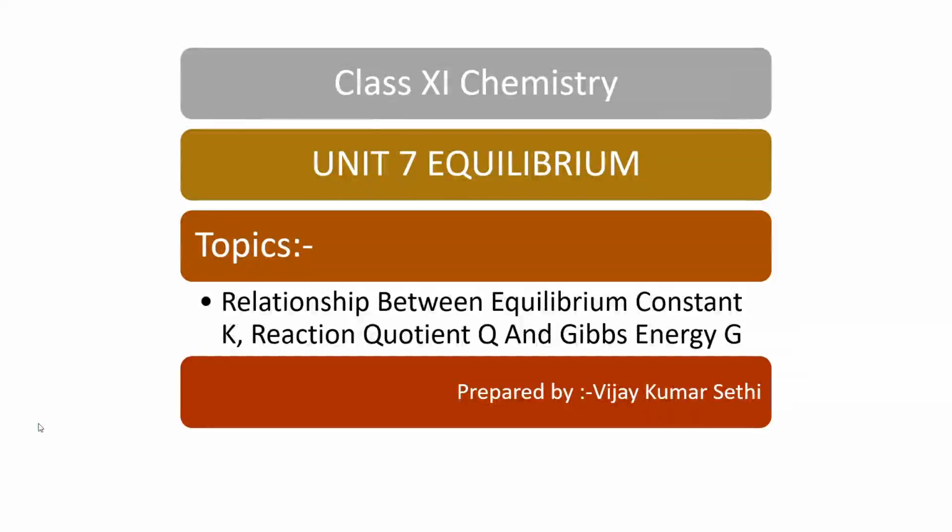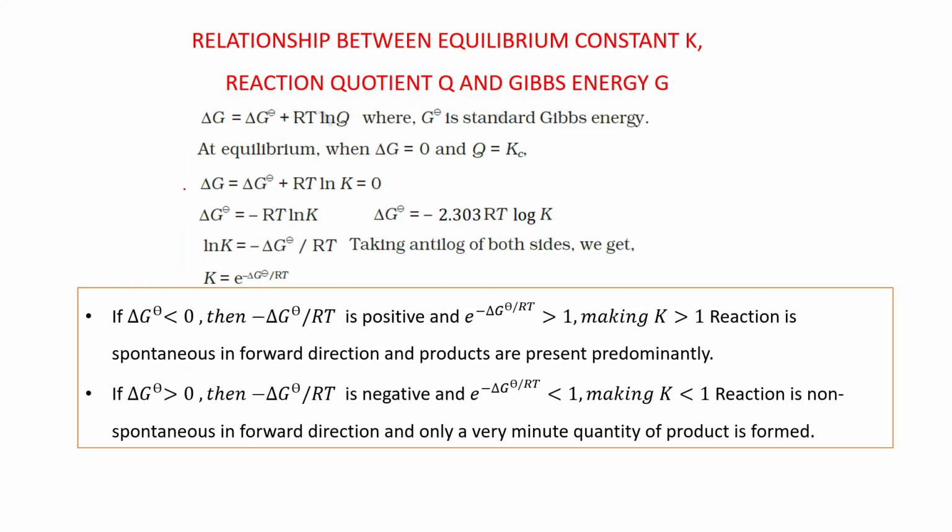Class 11th Chemistry, Unit 7 Equilibrium, and in this video we are going to discuss the relationship between the equilibrium constant K, reaction quotient Q and Gibbs energy G. Delta G is equal to delta G standard plus RT ln Q, where delta G standard represents the standard Gibbs energy change, Q is the reaction quotient, and ln represents the natural log.